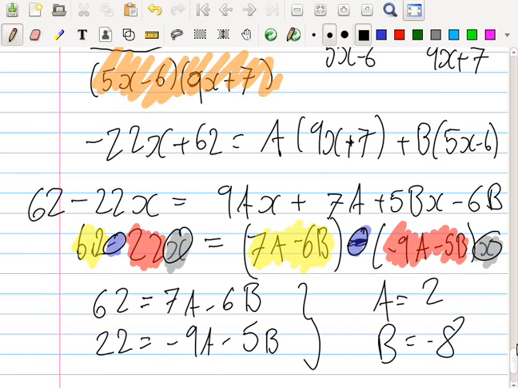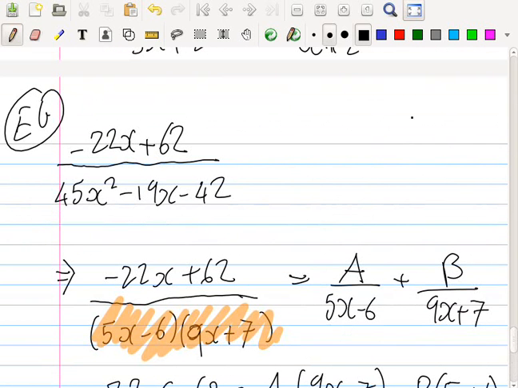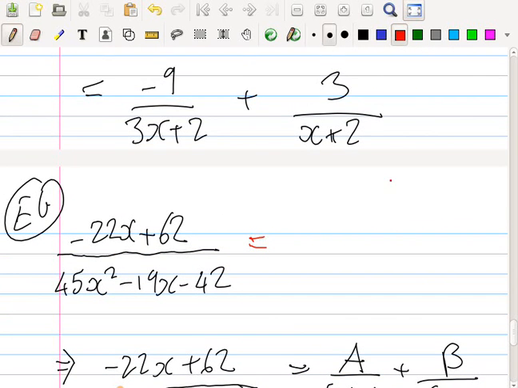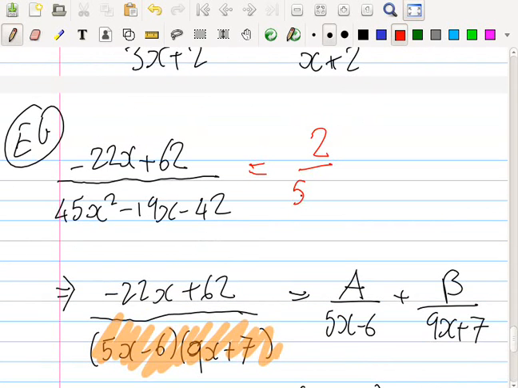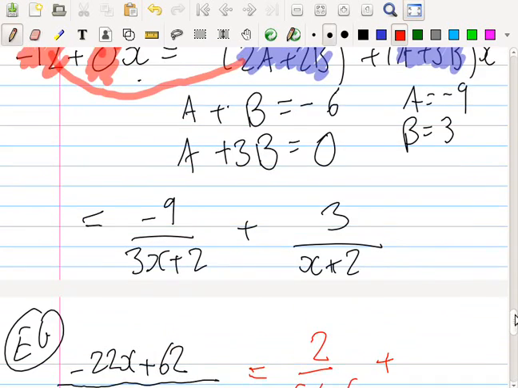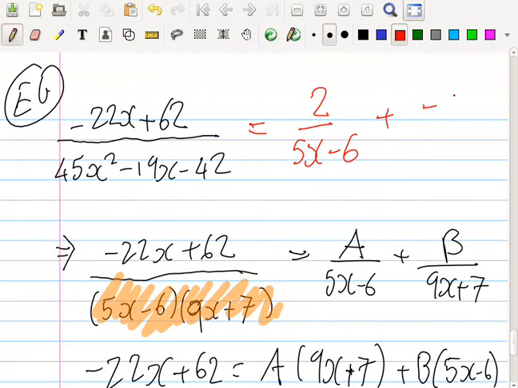So now that you have the A and the B, you could go back here and now you've got the answer. This equals, what was the A? 2. 2 over 5x minus 6 plus, whoops, minus 8 over 9x plus 7.